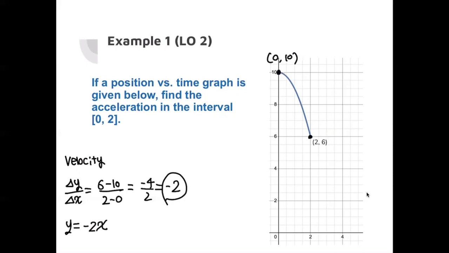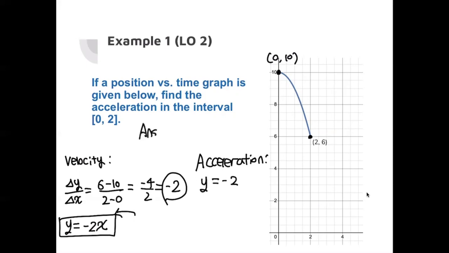So basically, we can say that this is the velocity graph. Okay. What about acceleration then? Acceleration is the slope of this function. So it would be y equals -2. You understand? So the answer for this question would be -2.